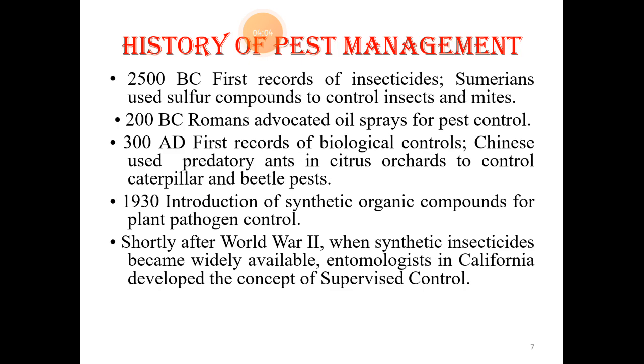Coming on to the history of pest management. It starts way back from 2500 BC, where Sumerians used insecticides on insect pests. In 200 BC, Romans used oil spray against these pests. In 300 AD, Chinese used predatory ants to control caterpillars and beetle pests. In 1930, organic synthetic compounds were used against the pathogens.